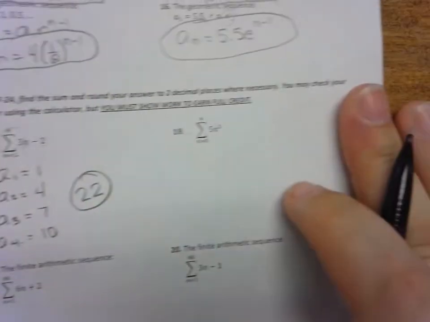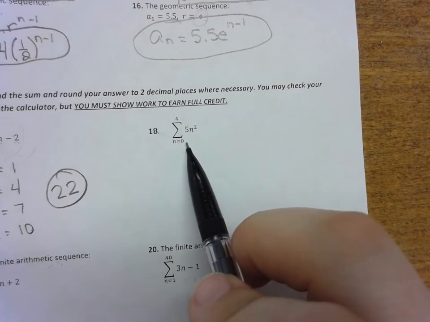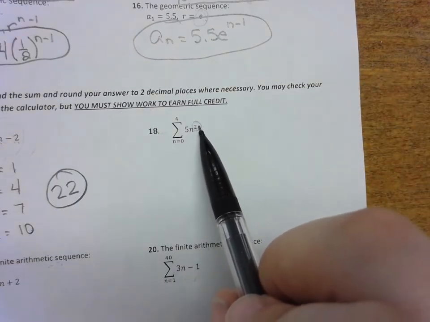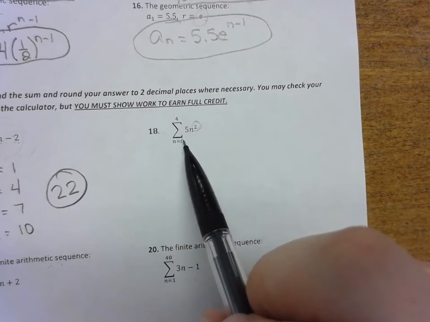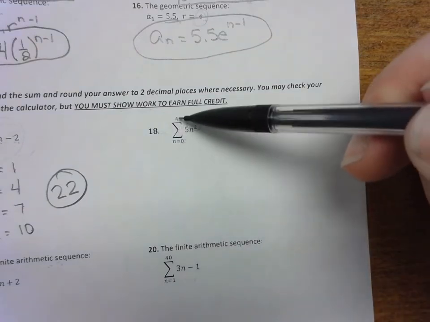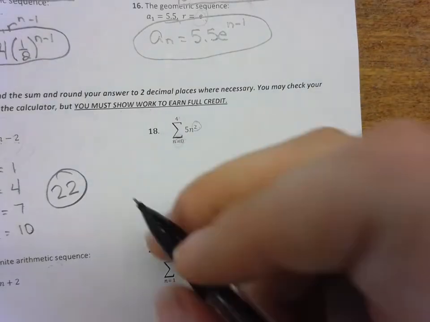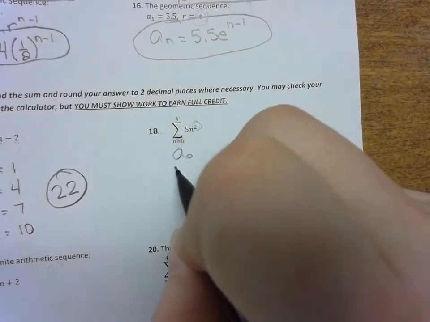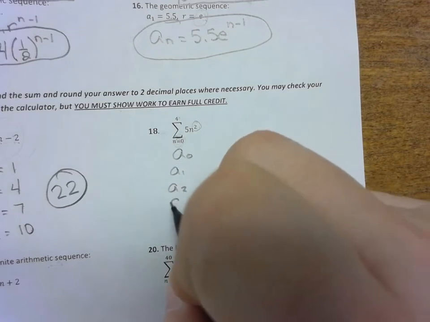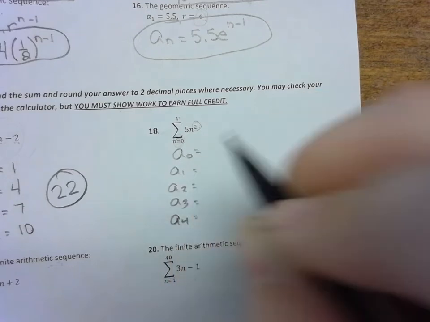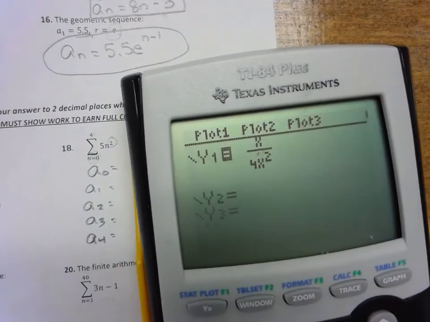Over here, this is not arithmetic, and it's also not geometric because the variable is not the exponent. So again, I'm going to do this by hand, but notice that this starts at 0, not 1, so we can't use any of our formulas anyway. A sub 0, a sub 1, a sub 2, a sub 3, and a sub 4.